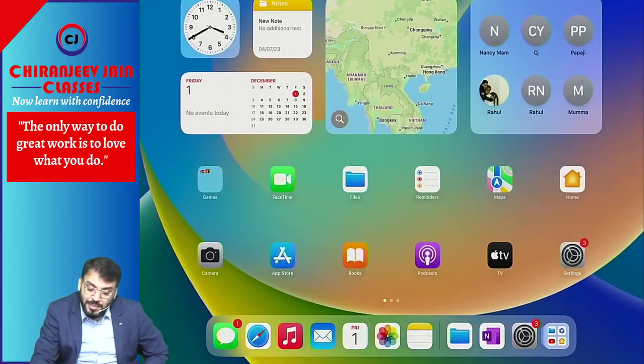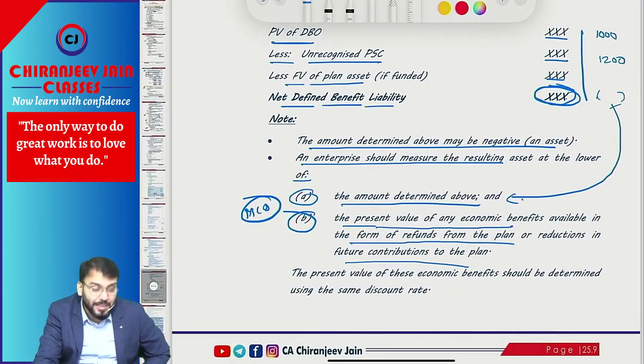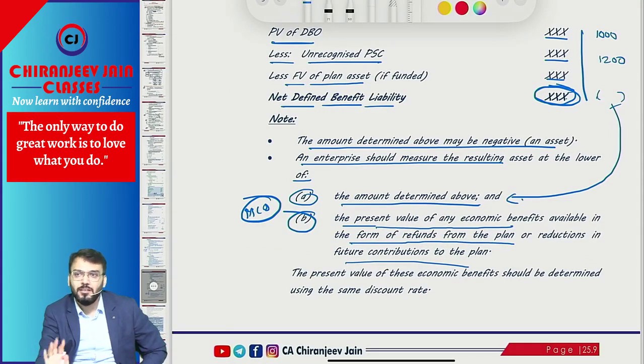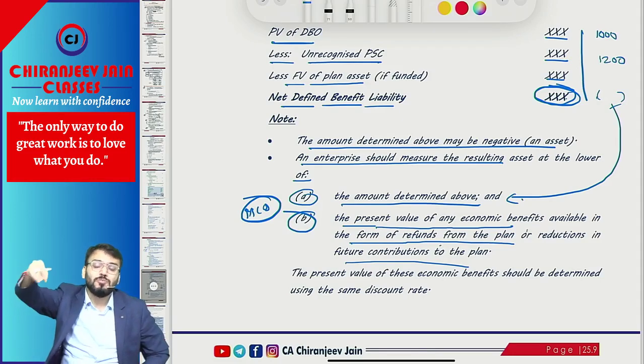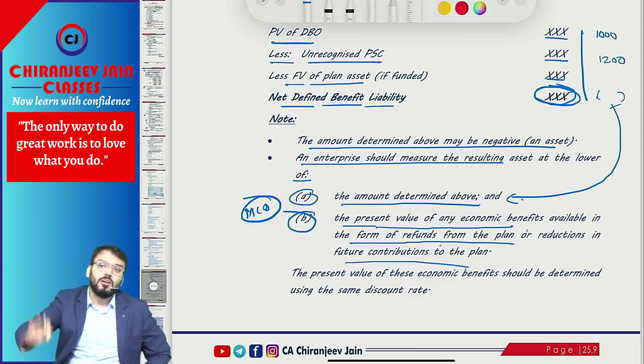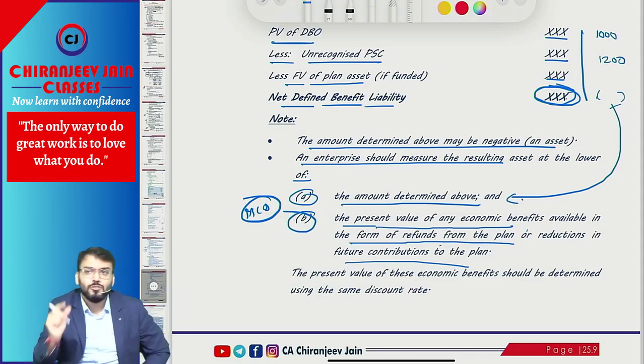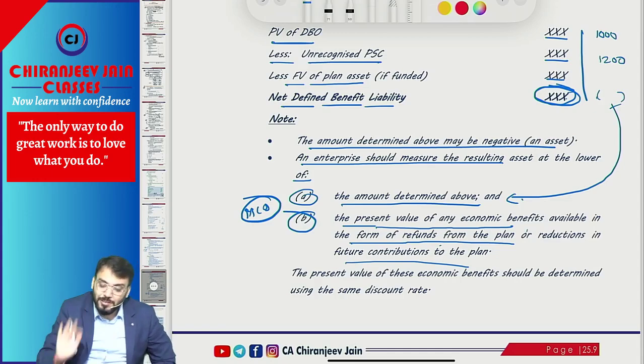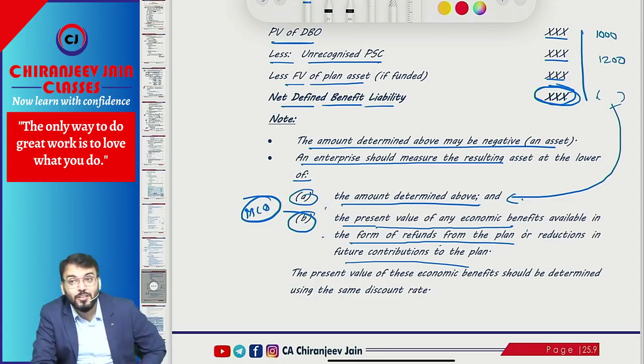So what they want to say is, it will be A or B, whichever is lower. A is 200 and B is the present value of 200. Which will be lower? Present value will be lower. So the present value of any economic benefit available in the form of refund from plan or reduction in the future contribution. Suppose we are contributing 1 lakh every year. Now they said you are not supposed to contribute 1 lakh, contribute 80,000 every year. So we get a benefit of 20,000. So we can find out the present value of that benefit. That becomes the amount of asset. So only remember this much, A or B, whichever is lower.